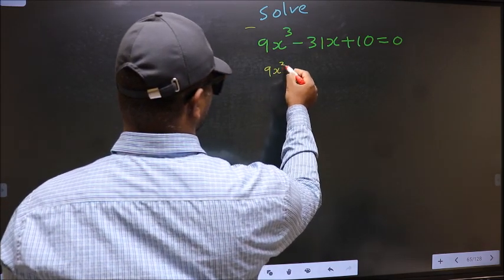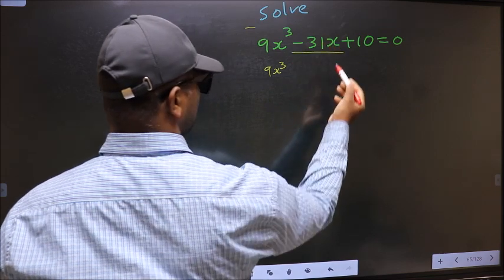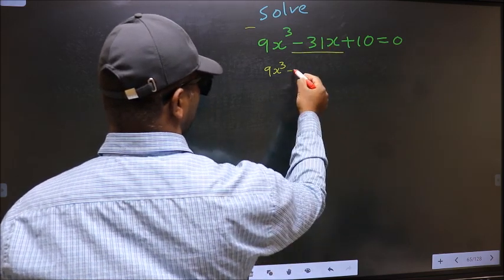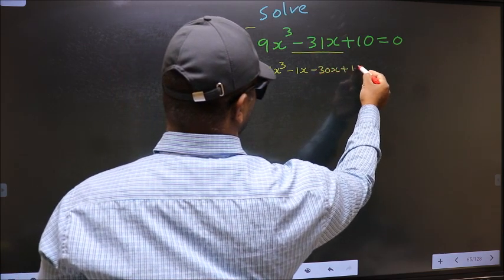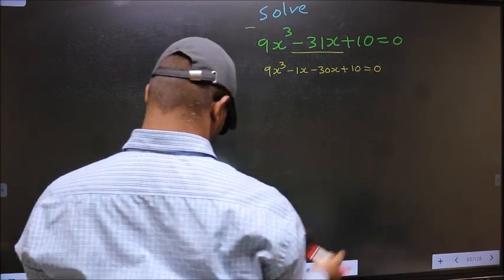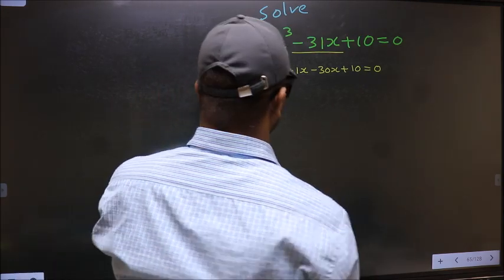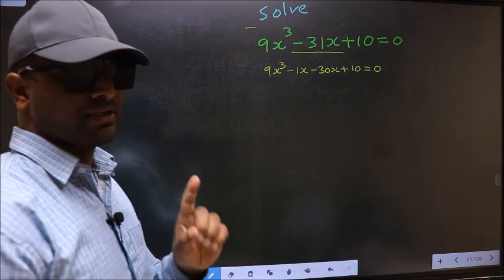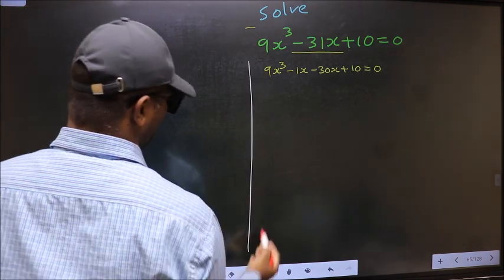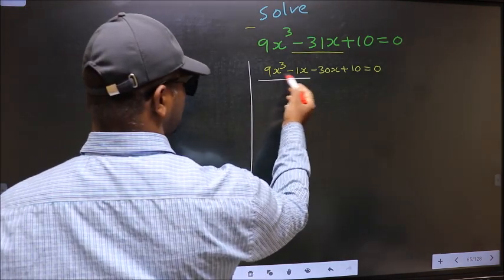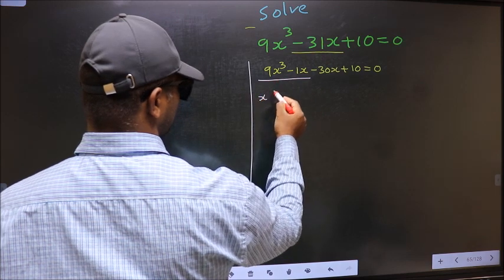9x³ in place of -31x, now I write -1x - 30x + 10 = 0. This is your step 1. Next, what can be taken out common from these two terms is x.